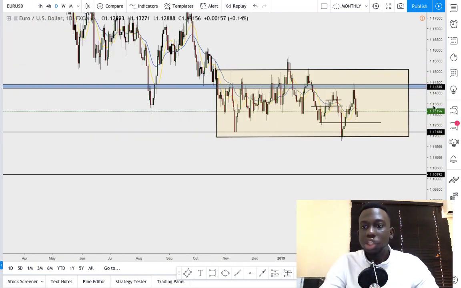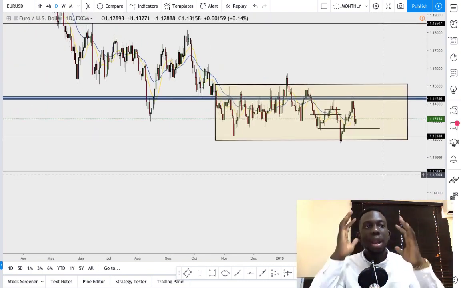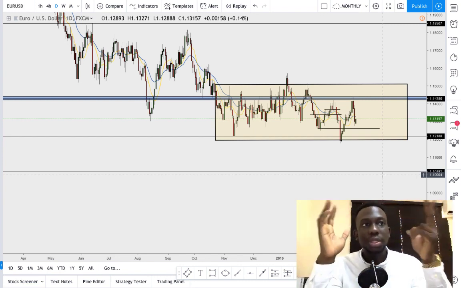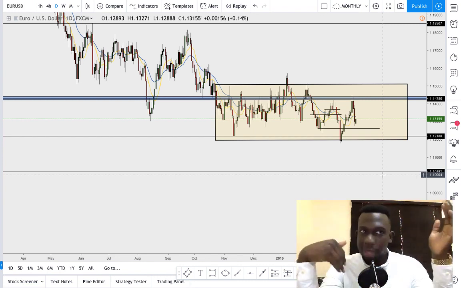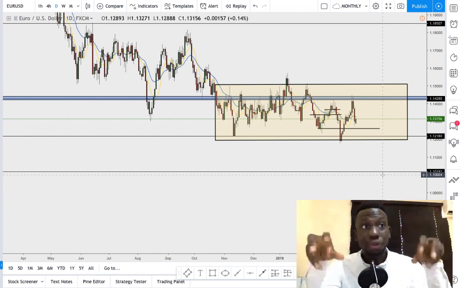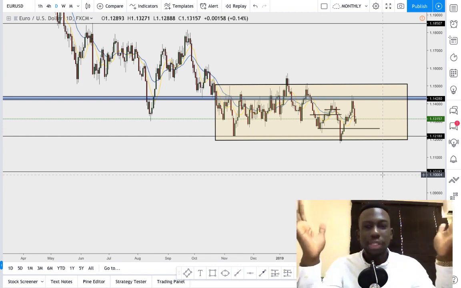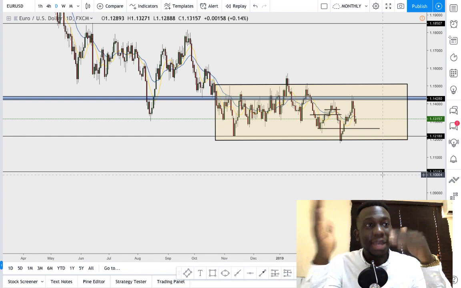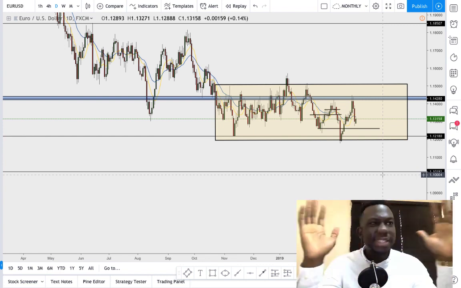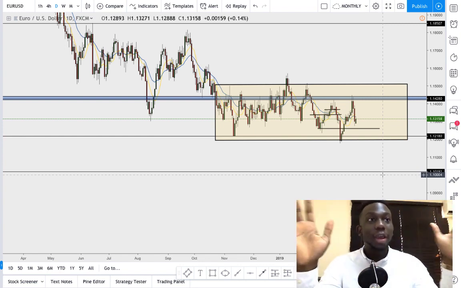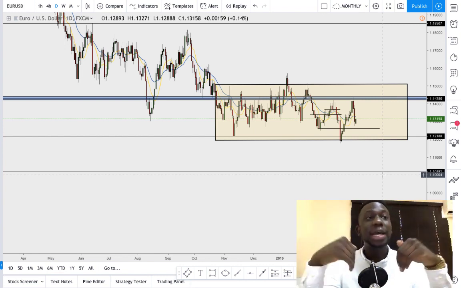So let me just explain this to you guys so that you really understand what exactly I'm talking about. It's a no-brainer, right? When the market comes into a range, two things can happen. Either we break to the upside or we break to the downside. Easy as that. For euro dollar, I'm just simply waiting. Break to the upside, I buy. Break to the downside, I sell. Simple.